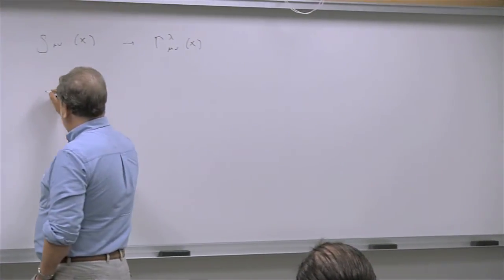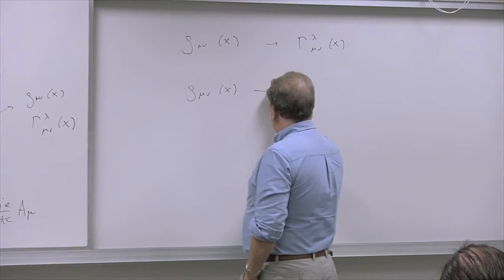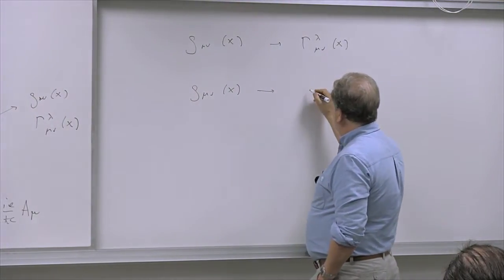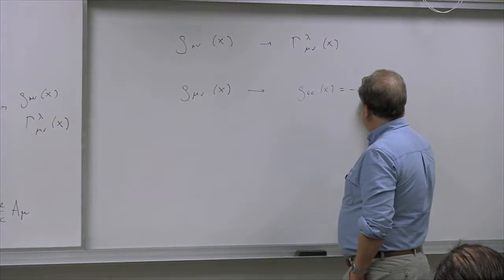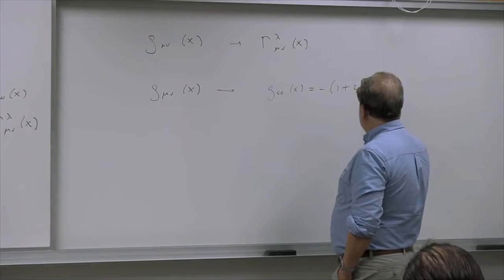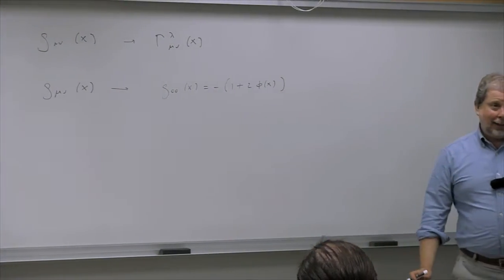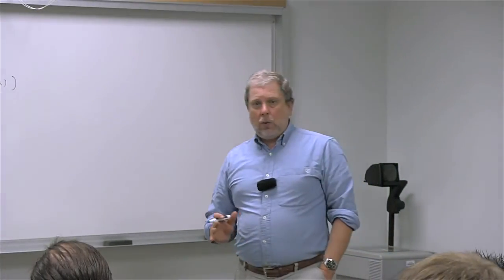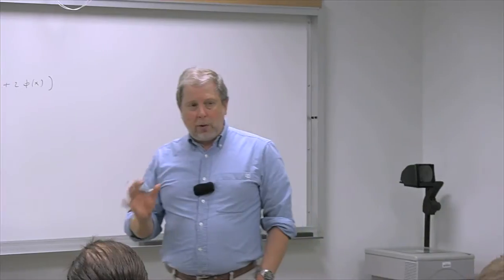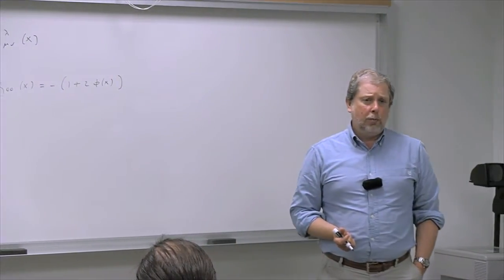What we have learned so far is that in the non-relativistic limit, we know that g naught naught of x is equal to minus 1 plus 2 phi of x. We have learned that at least the g naught naught is related to the gravitational potential, right? And so if we want to write down some sort of equations for the gravitational field, we have to write an equation for the g mu nu.